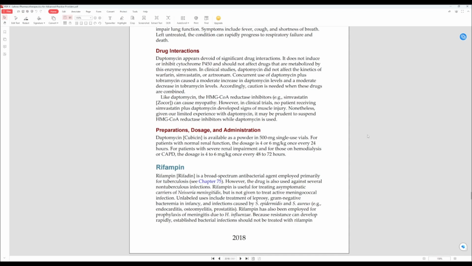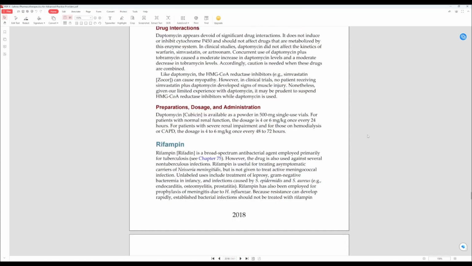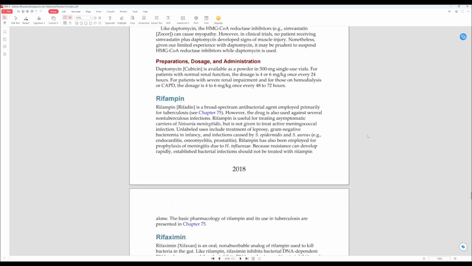Like daptomycin, the HMG-CoA reductase inhibitors can cause myopathy. However, during the clinical trials, no patient receiving simvastatin plus daptomycin developed signs of muscle injury. Nonetheless, given our limited experience still with daptomycin, it may be prudent to suspend HMG-CoA reductase inhibitors while daptomycin is being used. Its preparation, dosage, and administration, therefore.